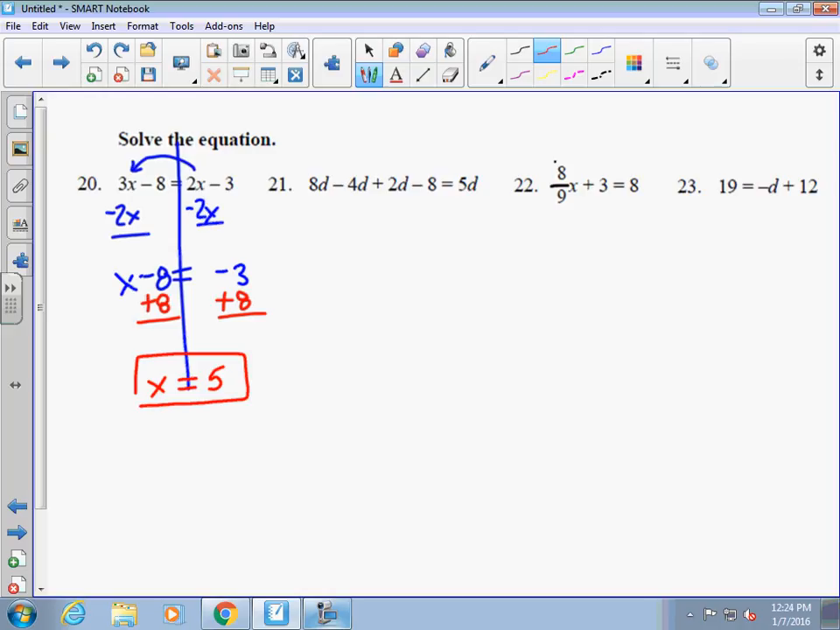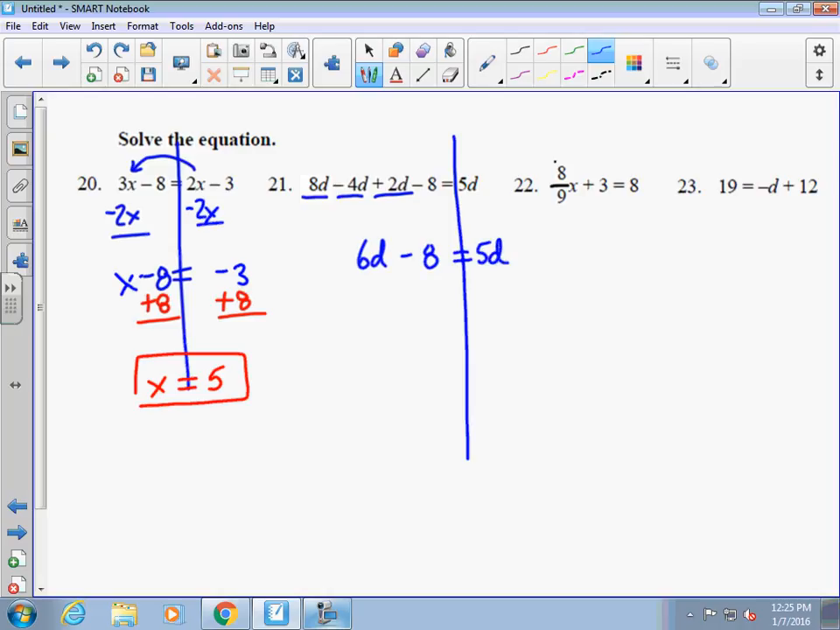For number 21, again, you have a left side and a right side, and there's d's on both sides. But before you can bring anything across the equal sign, you need to combine all of your like terms. 8d minus 4d is going to be 4d, and 4d plus 2d is 6d. So we have 6d minus 8 is equal to 5d.